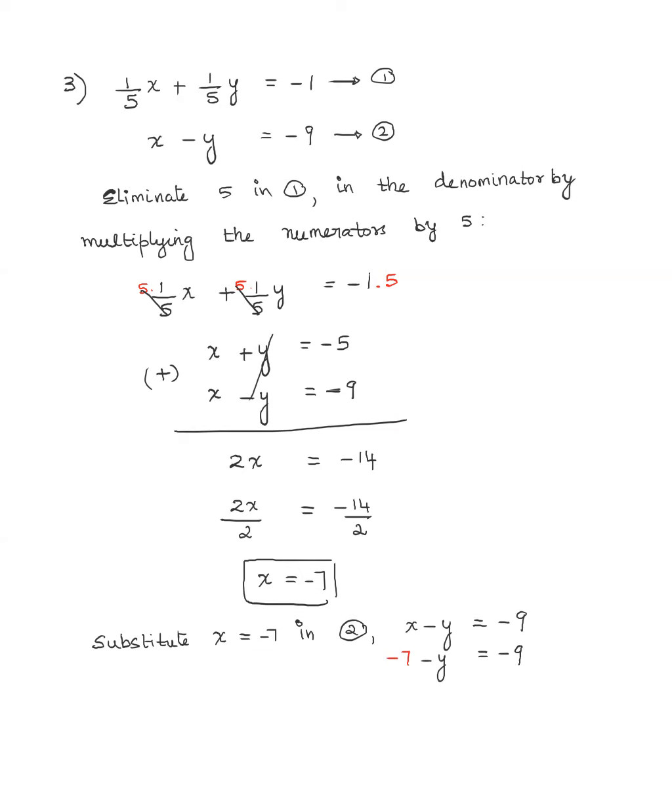and add 7 both sides. So we get -y equals -2. In other words, we have to switch the sign because we are looking for positive y. So we get y equals 2. So the solution is -7, 2.